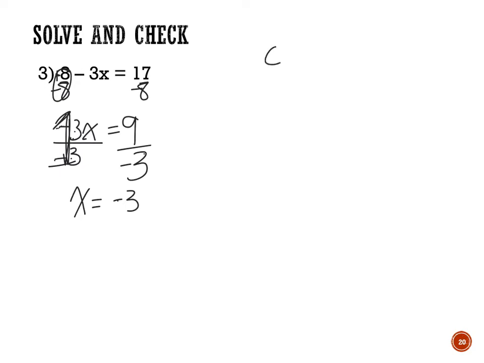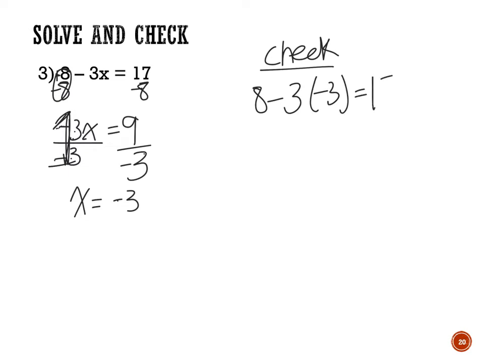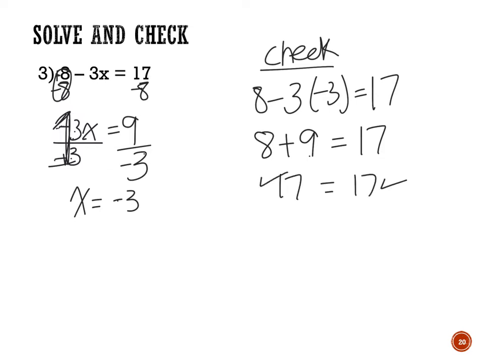I'm going to check my answer. 8 minus 3 times negative 3 equals 17. Negative 3 times negative 3 is positive 9, so 8 plus 9 equals 17. 8 plus 9 equals 17, equals 17. My answer checks out, so x equals negative 3.